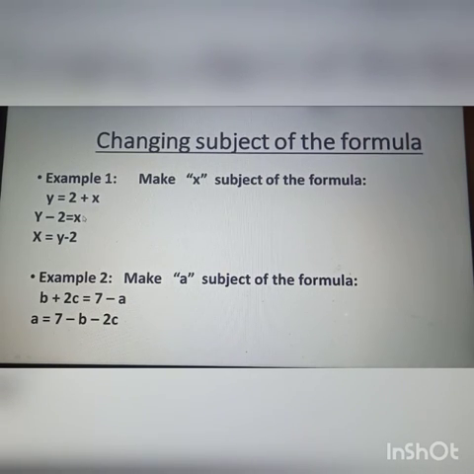Now here you can see x is isolated. Now there is nothing being added or subtracted with x. Now x is the subject of the formula, and x is equal to y minus 2. When two sides are equal, they could be written the other way as well. x could be written on the left hand side, and whatever it is equal to could be written on the right hand side. It doesn't affect the equality.